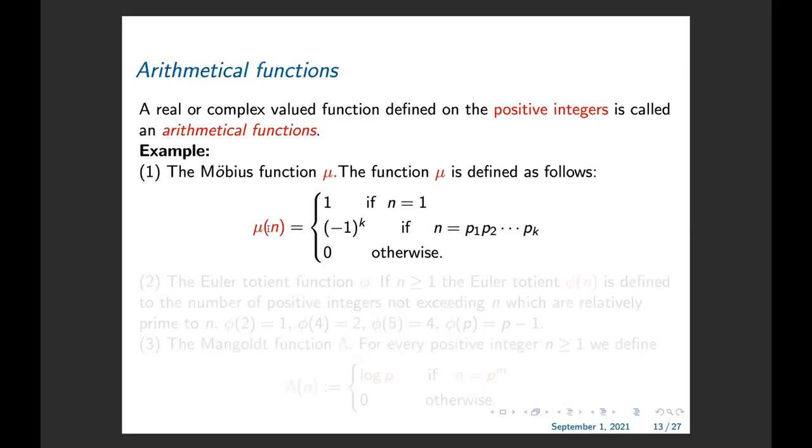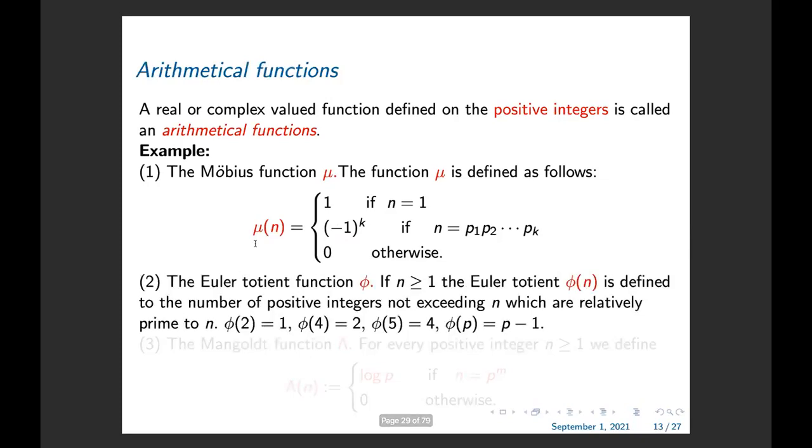So mu of n is equal to (-1)^k if n is the product of distinct primes p1, p2 up to pk, where all these primes are distinct. And if n contains a square factor, then it will be 0. Right. And this function is quite useful in number theory.